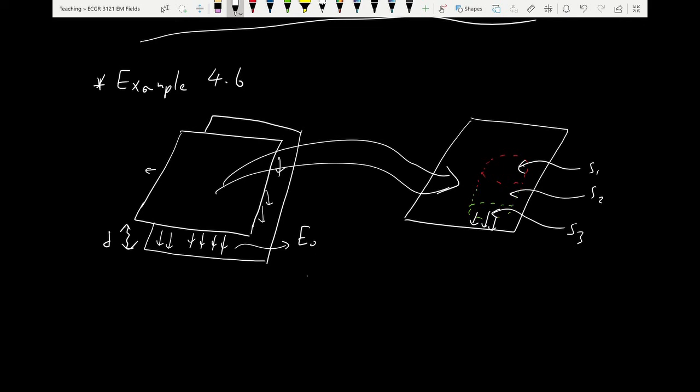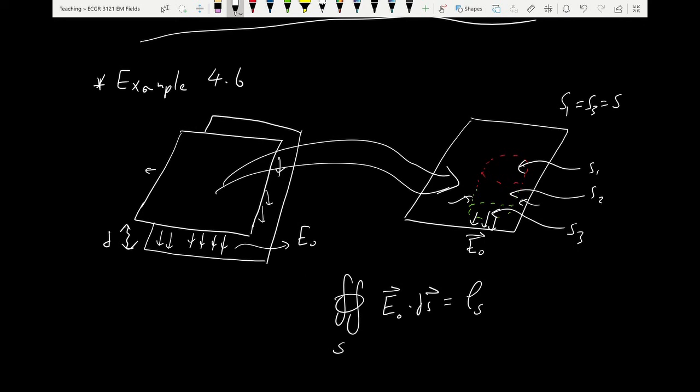The field, of course, by design, is going to be perpendicular to the sides here, right? So this is E naught. So using Gauss's law, the integral over the total S of E naught dS, right, equals rho S. Let's assume that S1 equals S3 equals S, right? The upper surface and the lower surface are equal. The upper cap and lower cap of this Gaussian surface are equal, right?